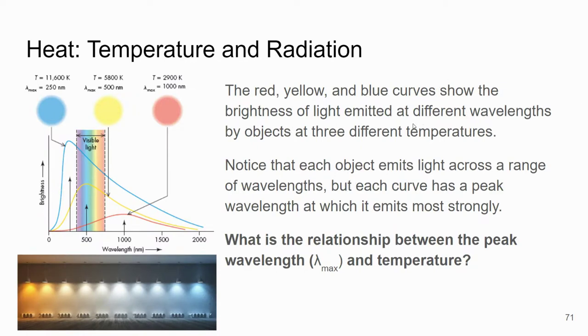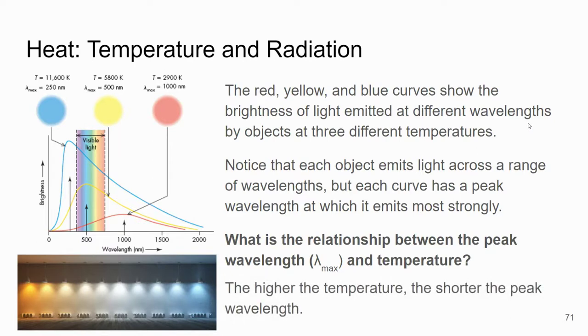So all that I just explained, that's what these words are saying. Now, in bold at the bottom, the question: what is the relationship between the peak wavelength? Remember, lambda is the symbol for wavelength. So the peak wavelength, lambda max, and the temperature. The higher the temperature, the shorter the peak wavelength. So remember the blue one. This was the hottest one. Its peak wavelength was the shortest. It's putting out the most of its light at 250 nanometers.